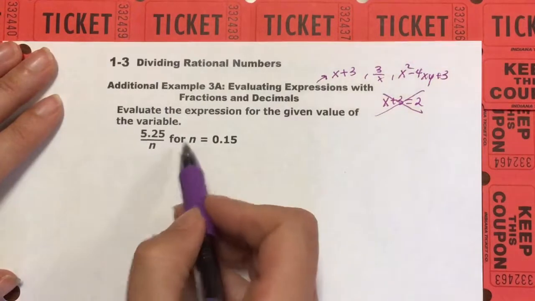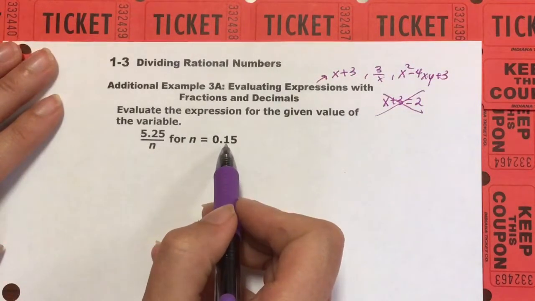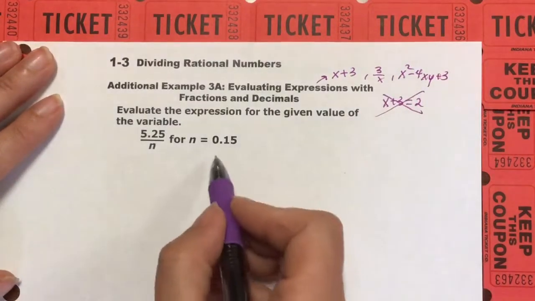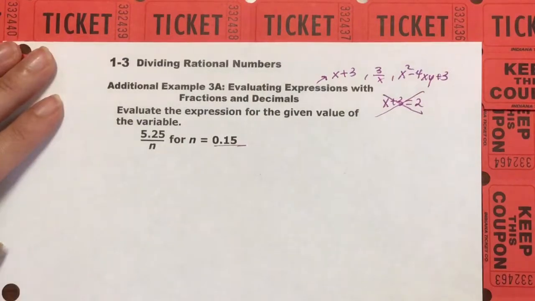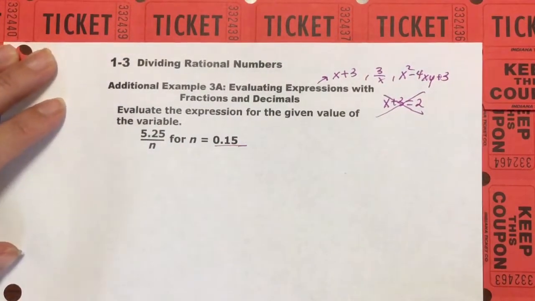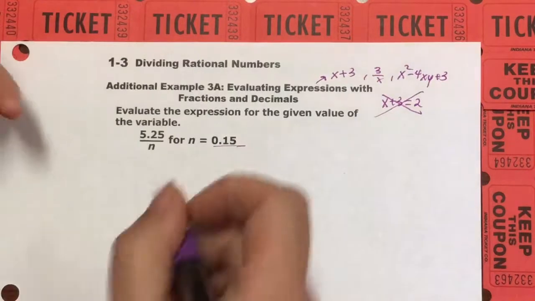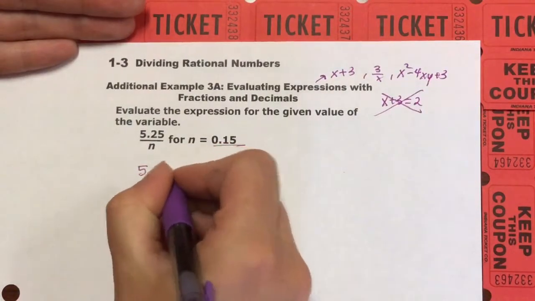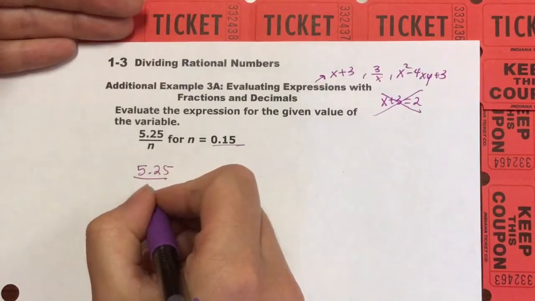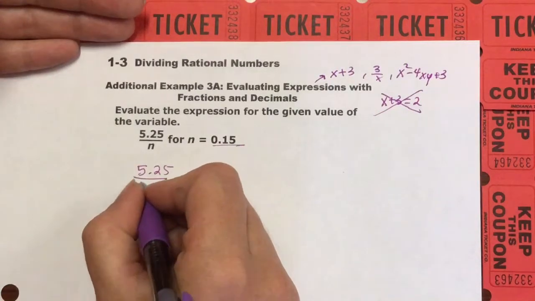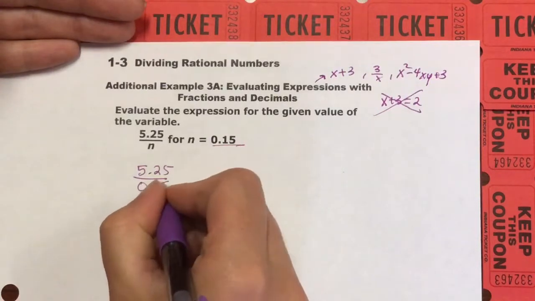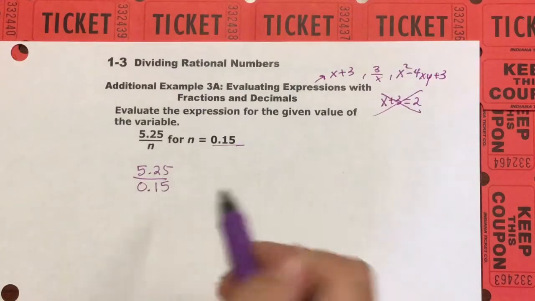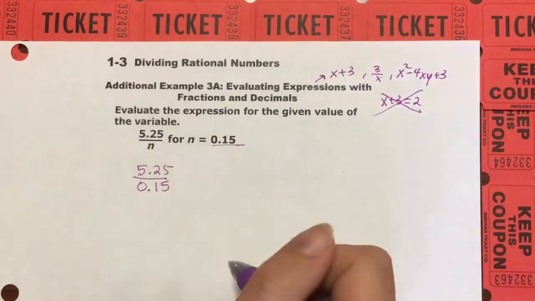5.25 divided by n for n equals 0.15. Okay, so what they're telling us is what n needs to be, and we're just going to plug in this value for n and then evaluate it. Evaluate it just means figure out what the answer is. So we will do it. So here we go. 5.25, when we stick in there, we get 0.15. All right. We have a fraction with 2 decimals. So we're just going to go ahead and do that work, that long division.